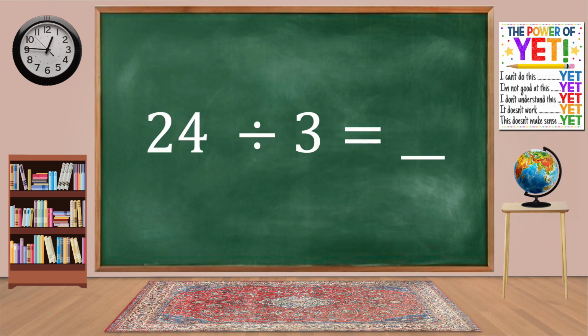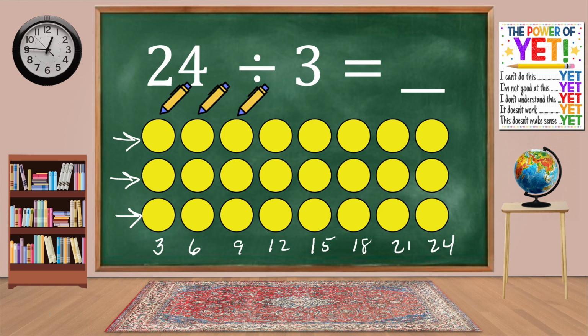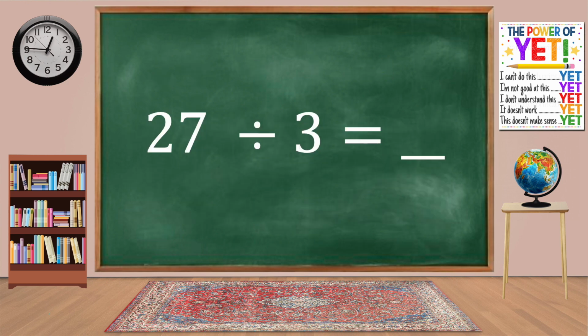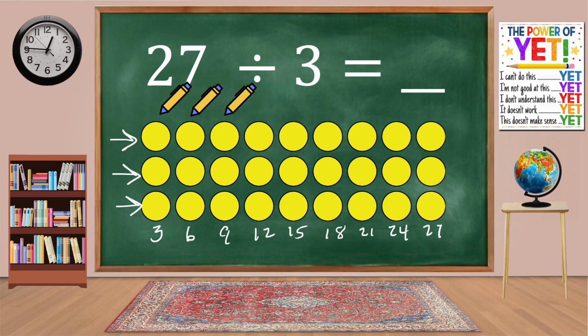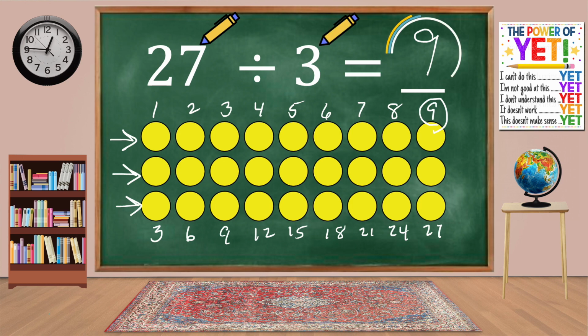24 divided by 3 equals blank. 3 rows. Skip count to 24. 3, 6, 9, 12, 15, 18, 21, 24. 8 columns. 24 divided by 3 equals 8. 27 divided by 3 equals blank. 3 rows. Skip count to 27. 3, 6, 9, 12, 15, 18, 21, 24, 27. 9 columns. 27 divided by 3 equals 9.